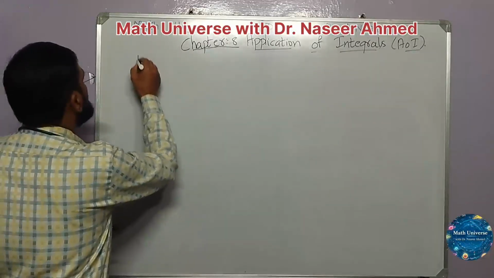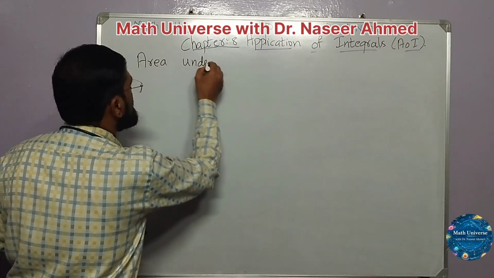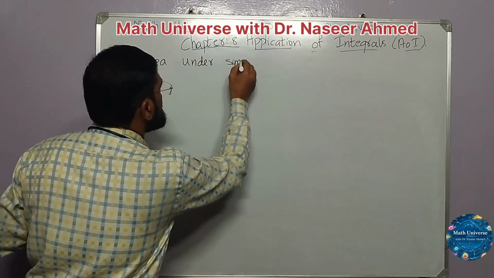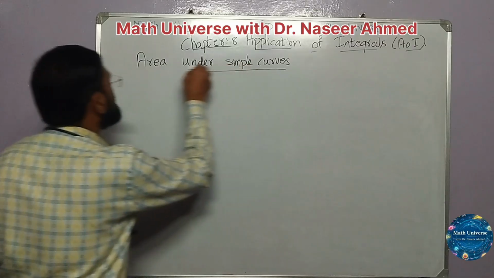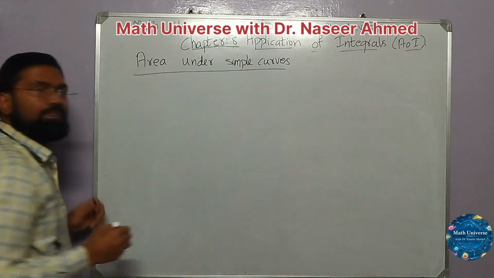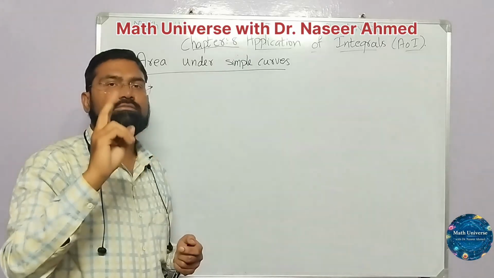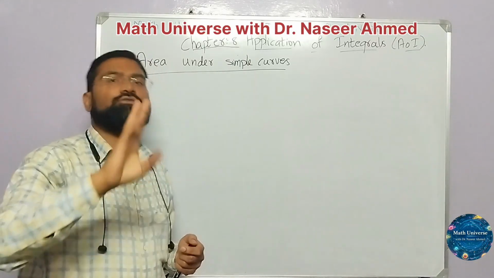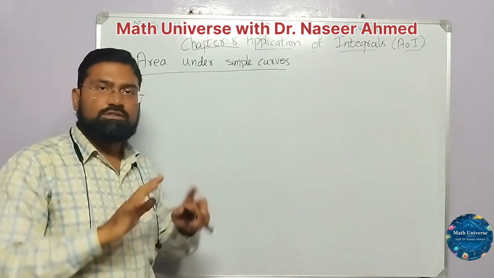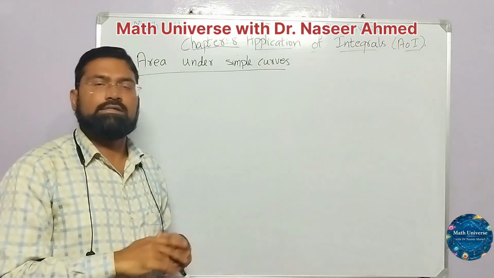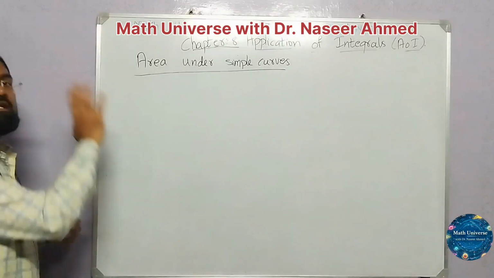Here we are going to find the area under simple curves. Now the question is, which are those simple curves? Those simple curves are circle, ellipse, parabola, and the trigonometric functions sine and cosine. To this extent NCERT has covered. Now let us understand the concept first.